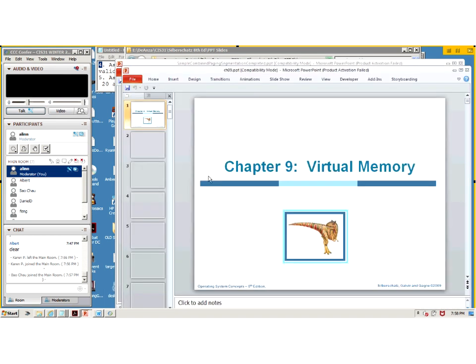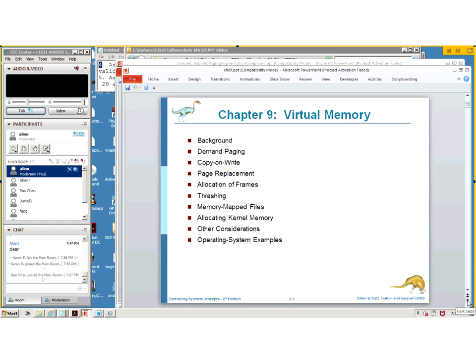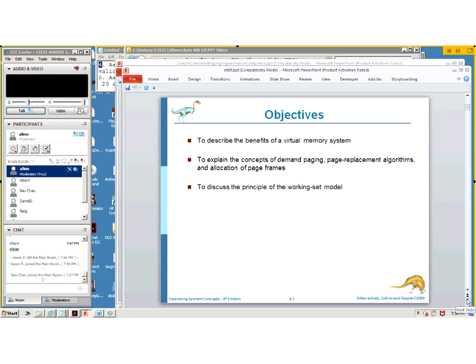Okay, Chapter 9 has to do with virtual memory management. How do you manage this environment? So we're going to go through these items and try to illustrate some of them. Well, the benefits of a virtual storage system is really easy, and we'll see it in a second.